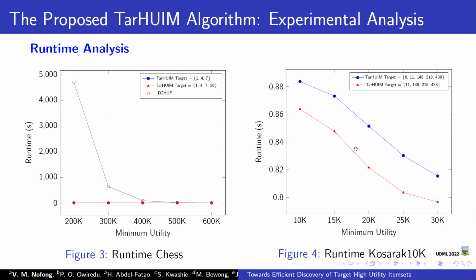We again did the comparison in the chess data set, and it can be seen that whilst ours is running around 0 point something seconds, D2HUP is taking about 4,900 seconds. In the COSARAC data set for the runtime, we had exceptions with the D2HUP, so it is only indicating our approach with the respective targets.